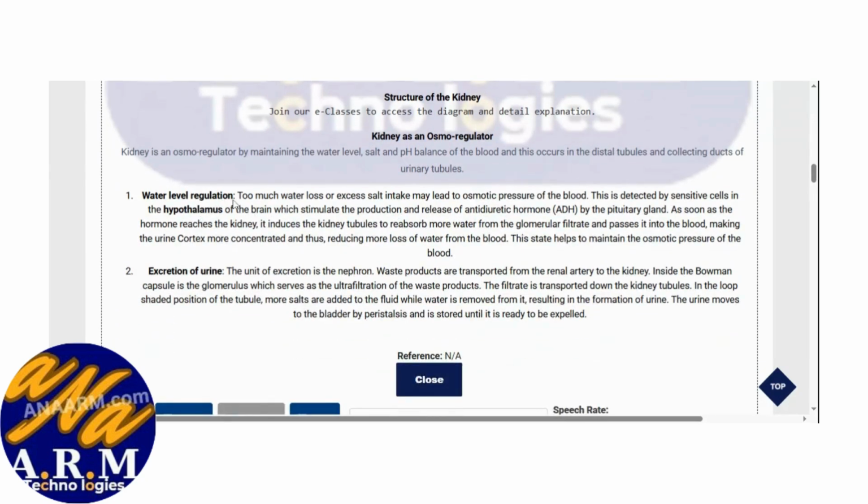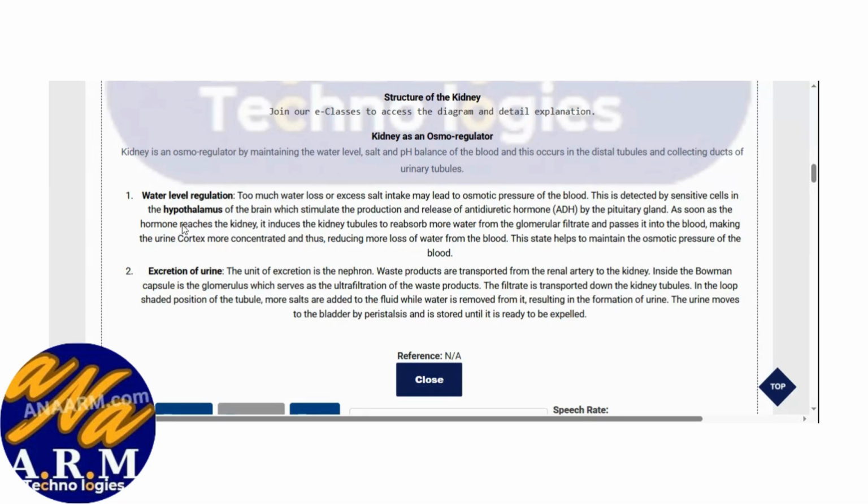Water level regulation. Too much water loss or excess salt intake may lead to increased osmotic pressure of the blood. This is detected by sensitive cells in the hypothalamus of the brain, which stimulate the production and release of antidiuretic hormone, ADH, by the pituitary gland.